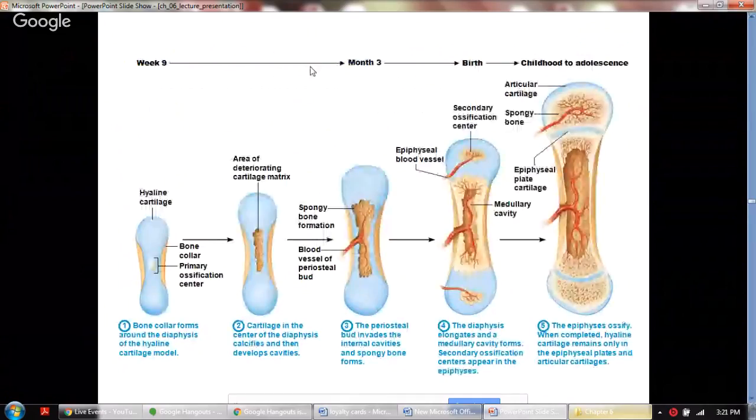Your book describes each and every figure nicely. So this is the formation of the bone collar in the diaphysis, the invasion of the periosteal bud, the formation of the secondary ossification centers, and the ossification happening at the epiphysis, leaving the metaphysis plate, which is the cartilage plate, as well as the articular cartilage area at the ends of the epiphysis over here.